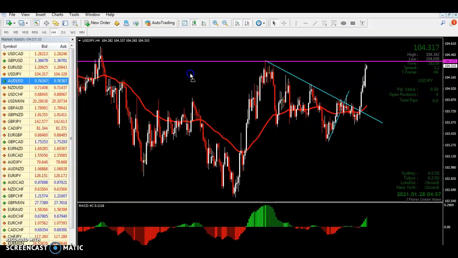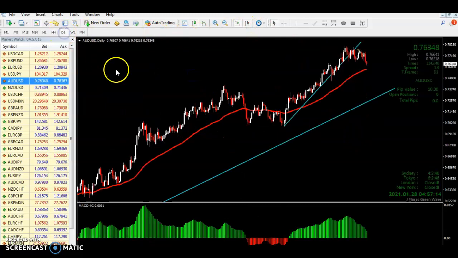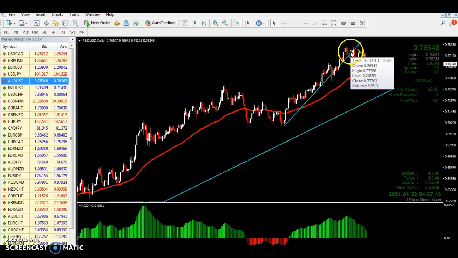AUDUSD. We were right there. I was mentioning to you that the trend line was already being broken, and it was already doing the retest at this point. Let's look at the 1 hour.